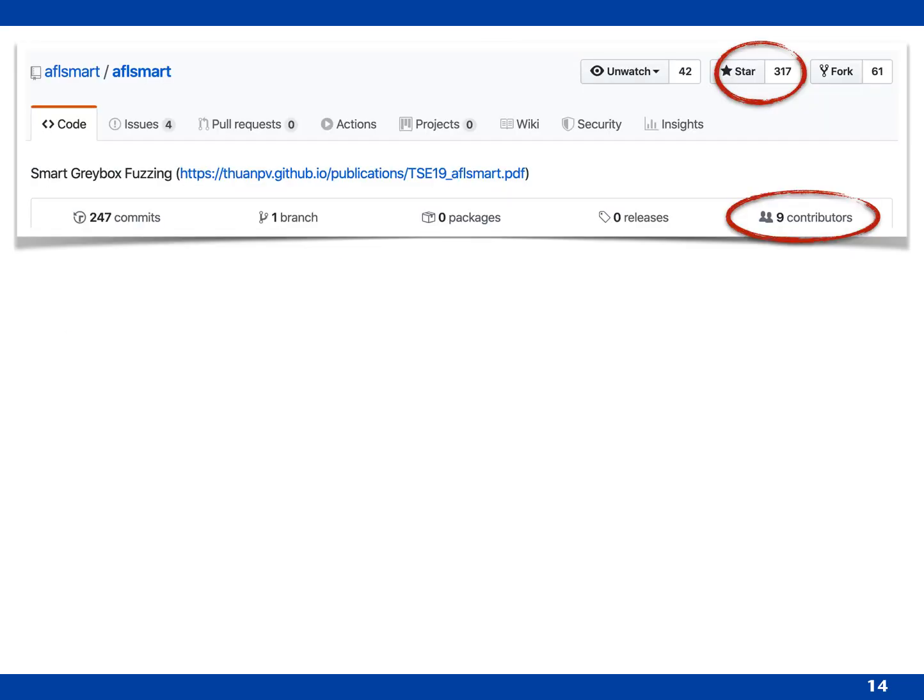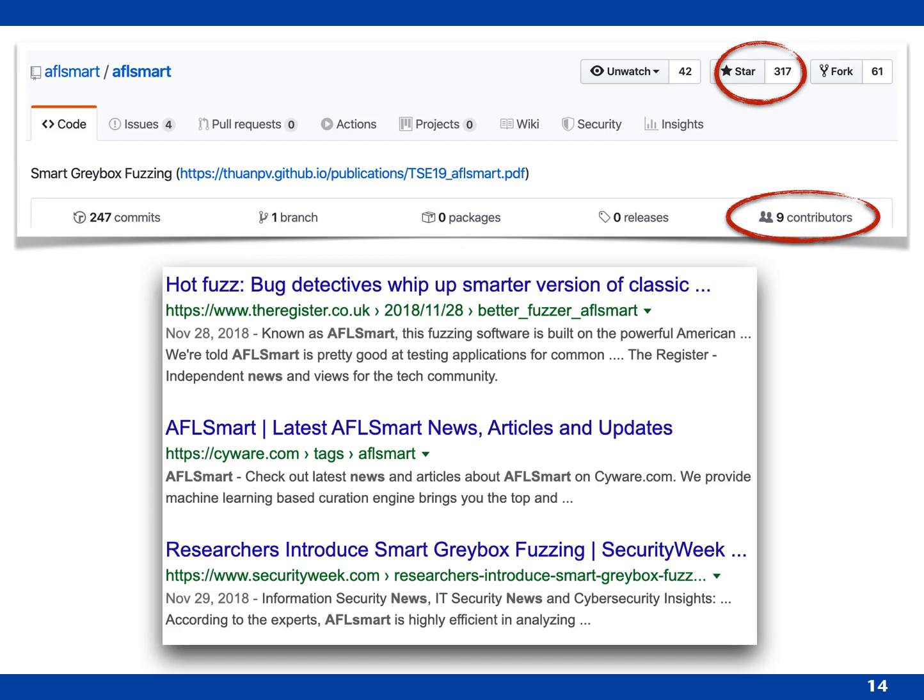We have released our tools, and it quickly gained attention from both academia and industries. Our work has been featured on several media channels, and it has been reviewed and discussed in several different languages, including Chinese and Russian.